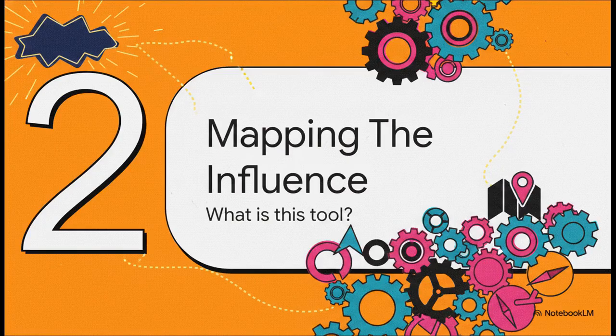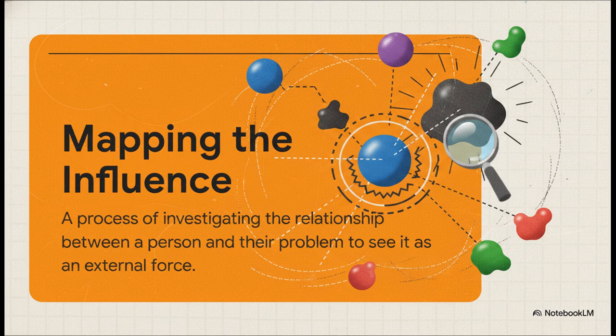Okay, so if the problem is this separate thing, how do we start to deal with it? How do we even begin to understand our relationship with it? Well, that leads us right to the practical tool at the heart of this explainer. Mapping the influence is, at its core, an investigation. It's a way of asking questions to explore the life of the problem, to see how it operates. And in doing that, you start to separate it from your own life. The whole goal is to stop seeing the problem as some flaw inside you and start seeing it for what it is, an outside force that has a real, measurable impact, but an impact that isn't all-powerful.